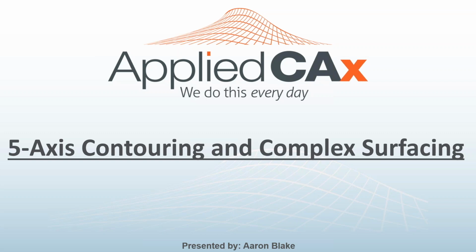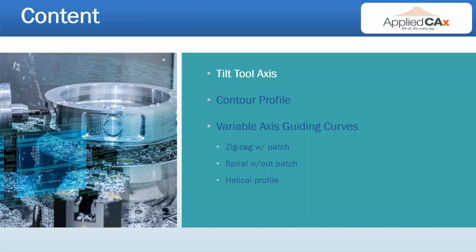So if you do any kind of programming in NX, you're going to know that there's a lot of different ways to do anything. A lot of it comes down to your preference, the individual feature. So this afternoon I'm going to show you a couple different options you have for multi-axis contouring and some surfacing options. First, we're going to go with probably the most simple, and that's just a tilt tool axis.